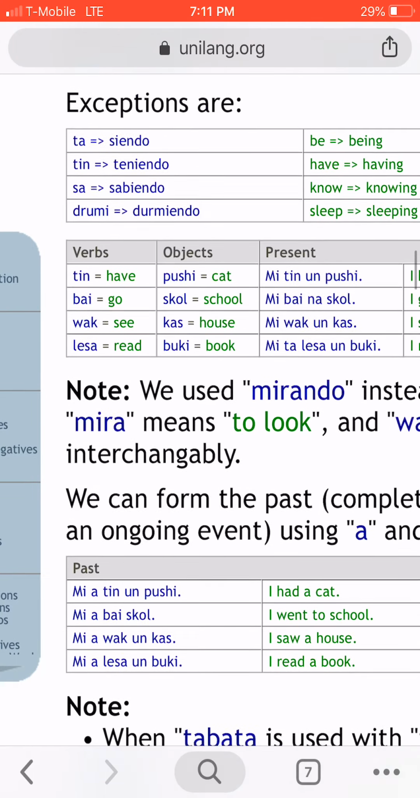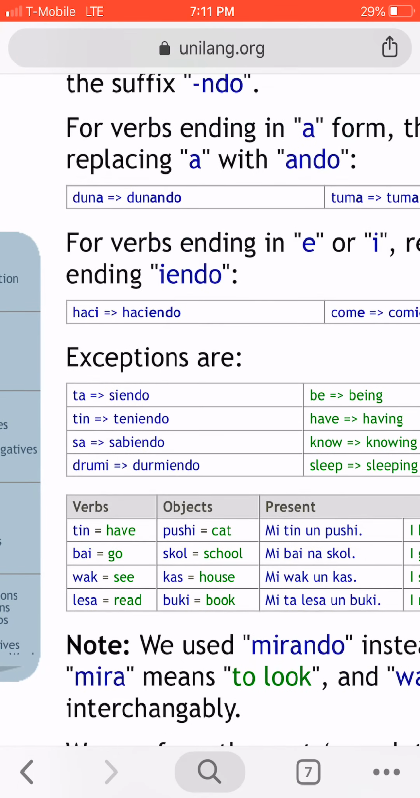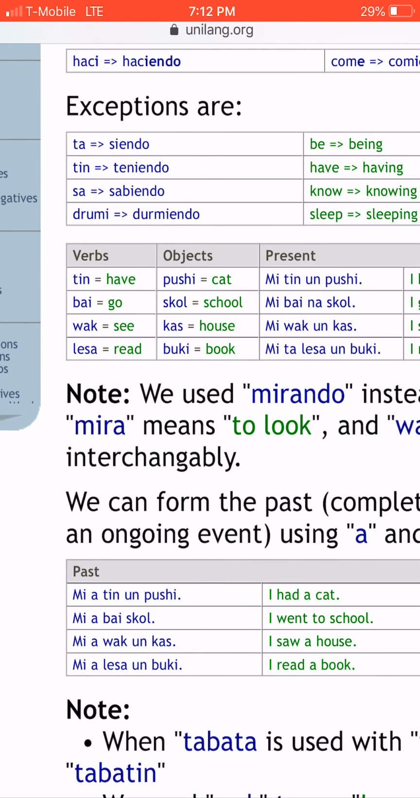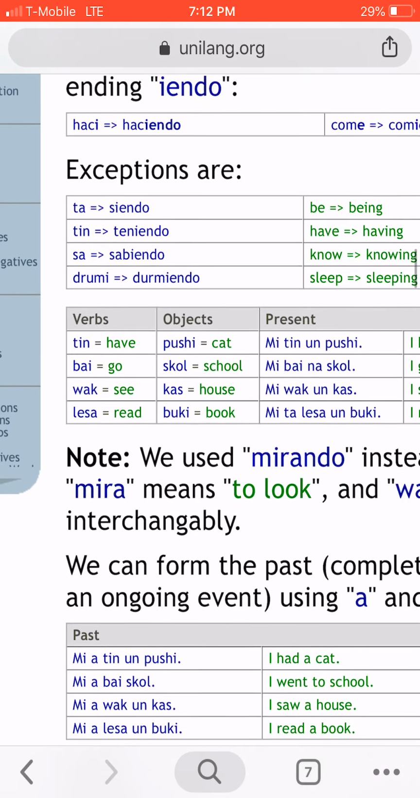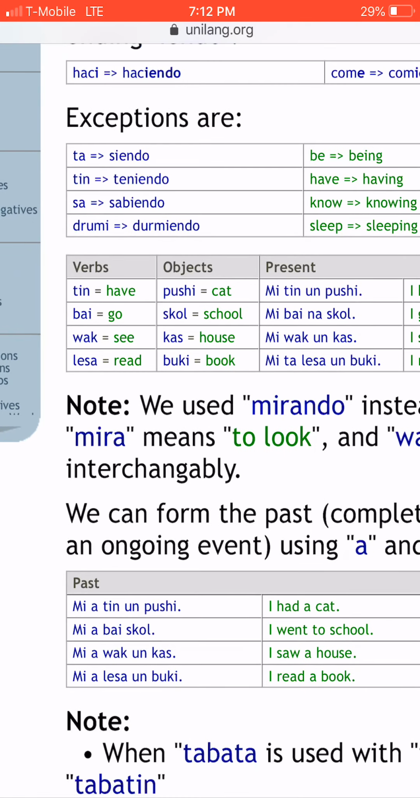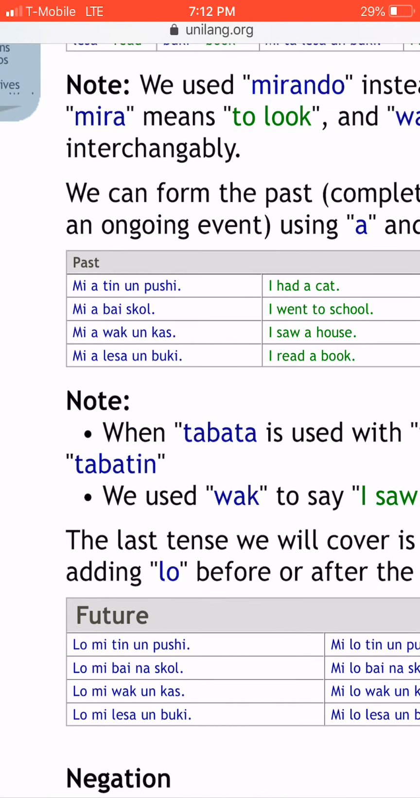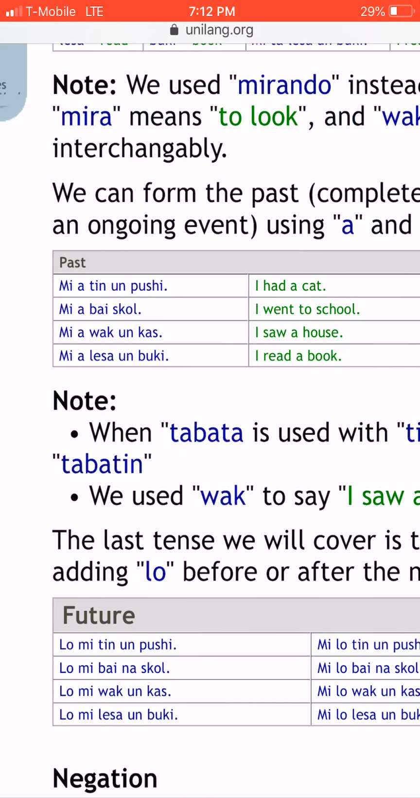In the last lesson, we did just a grammar review of ando for those people that needed a longer video explaining with more practice. That was it. So this video is going to explain the past tense with a and tabata. So a is the simple past tense, which we'll start with first.